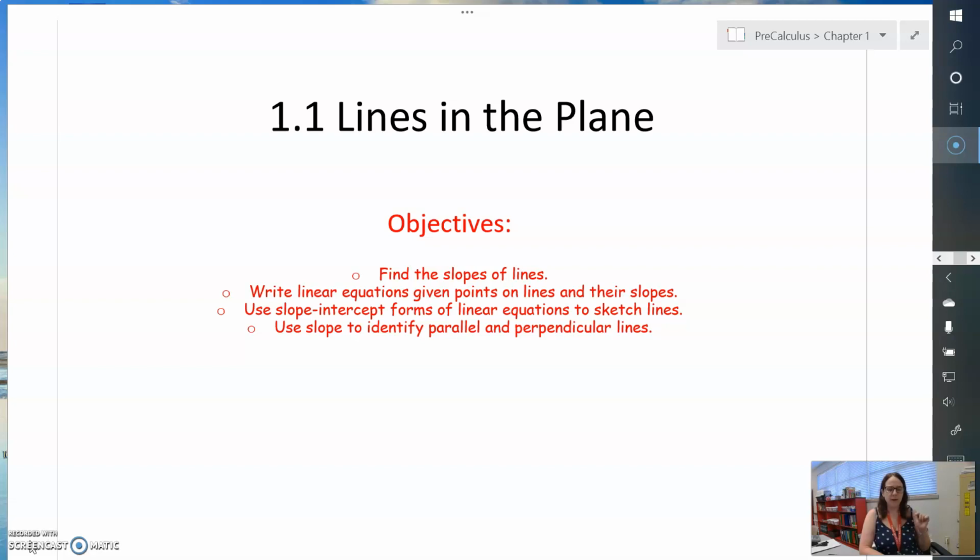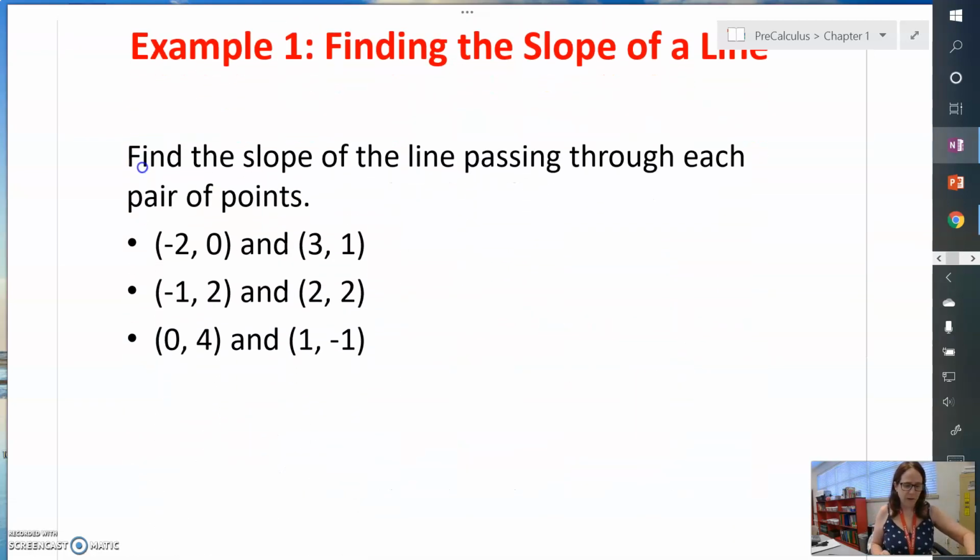We're also going to write slope-intercept forms of equations and sketch the lines. And we're going to use the slope to identify parallel and perpendicular lines. Now this all should be a review for you, so let's go ahead and get started. First is finding the slope of a line.